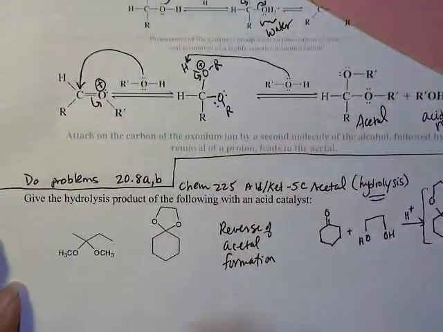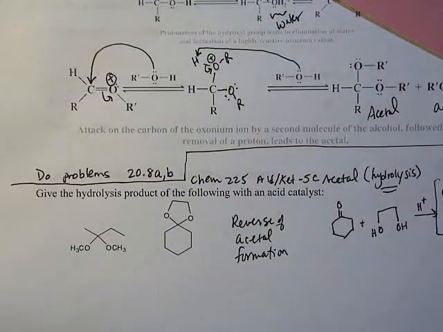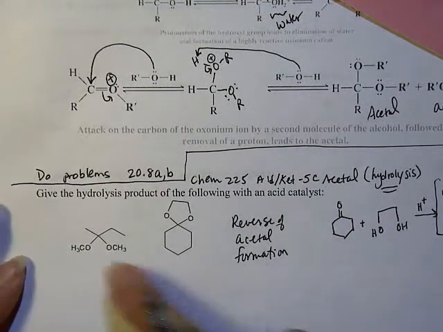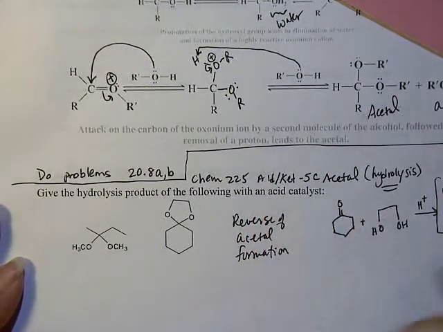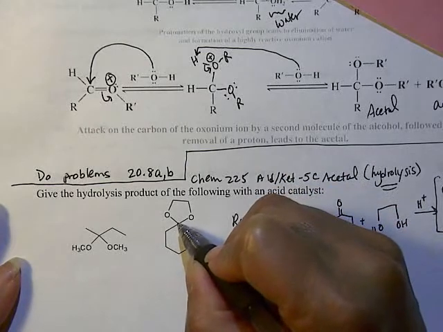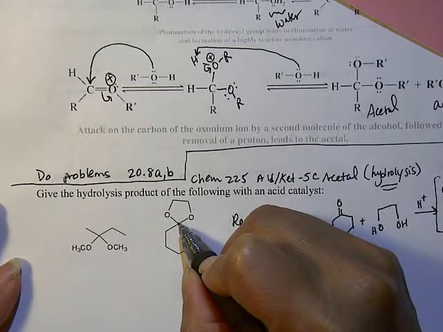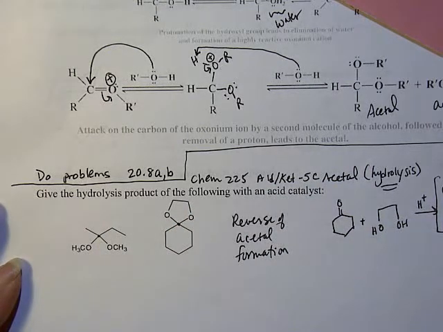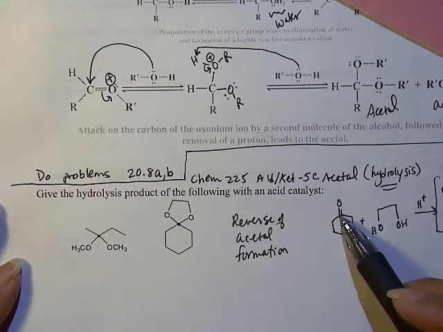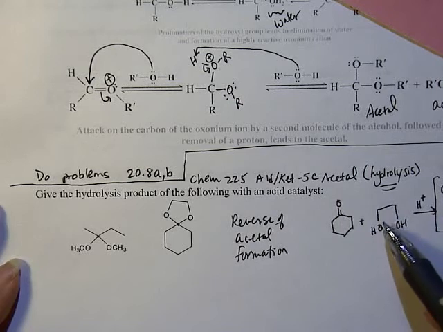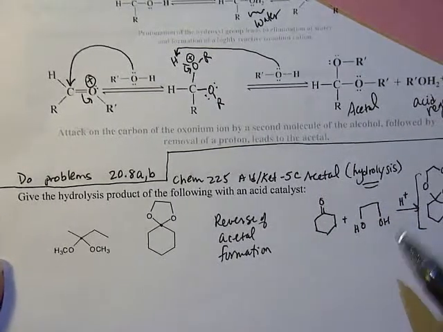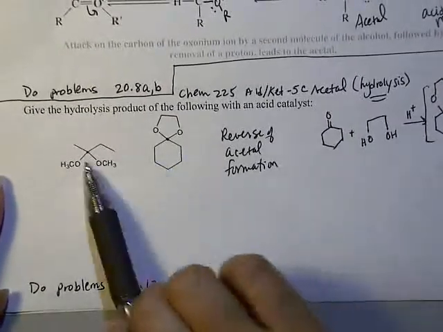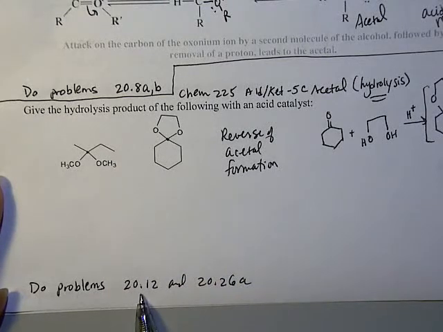So at this point, you should be able to do problems like this. Give the hydrolysis product of the following molecule with an acid catalyst. So you want to basically zoom in on the acetal carbon. This is an important carbon. And so here and here. And when you go backwards, that's the carbon that becomes the carbonyl, as in here. And then you get the alcohol back. And after doing these problems, you should be able to do 20.12 and 20.26a.